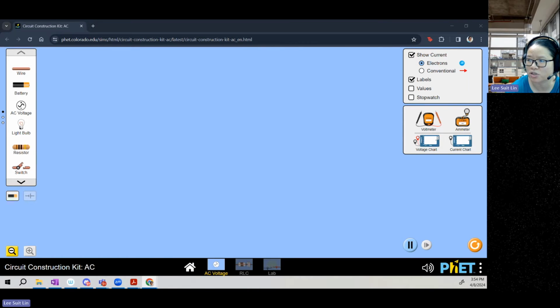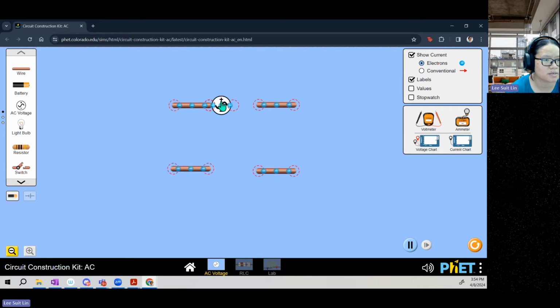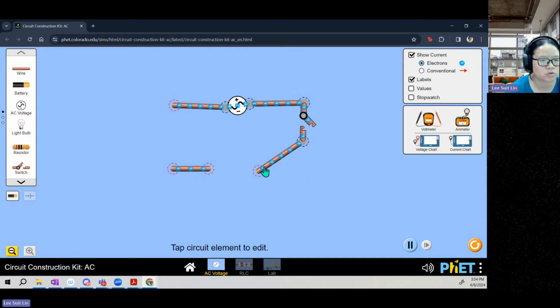we'll use the simulation to see this. We throw out some wires. And the AC voltage. The switch. The switch cannot be longer, which hurts me, but okay. Wire. Okay, let's put a light bulb now, just so that we got some bling.